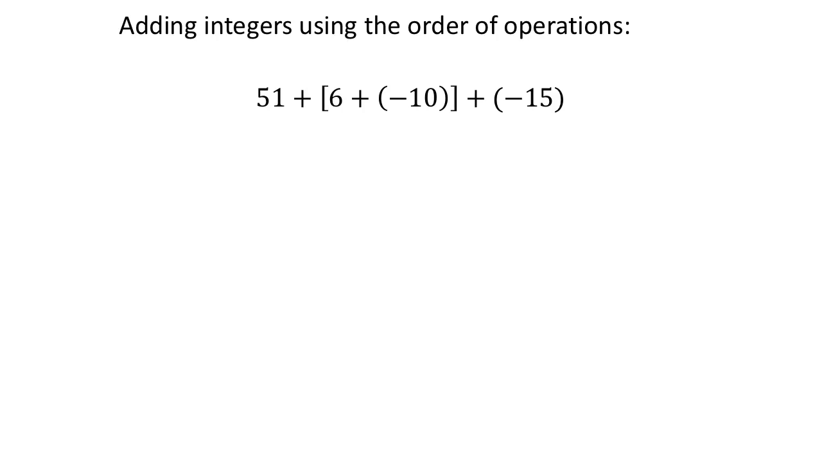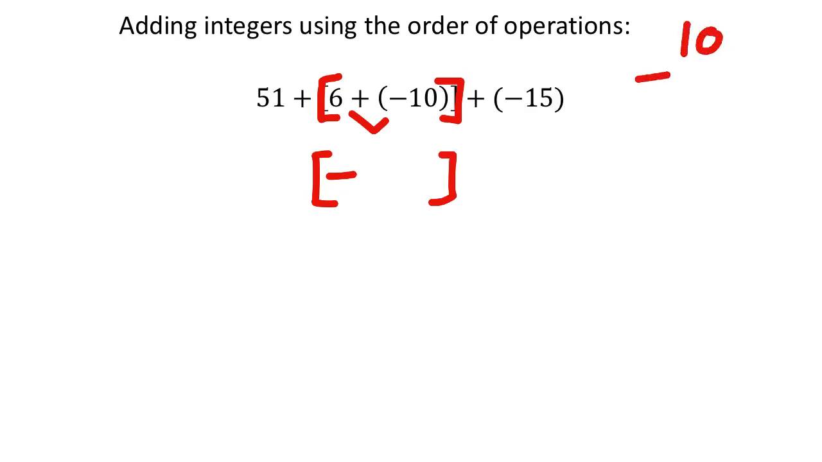So in this problem, I've got to start with this set of parentheses, right? We'll just evaluate the inside of that, which is 6 plus negative 10. Now again, in this addition, I have more negatives. They're opposite signs. I have more negatives than positives, so I know my answer is negative. I'm going to take the big number, which is 10, and subtract the small number, which is 6, and I get 4. So I end up with negative 4 in that set of parentheses.